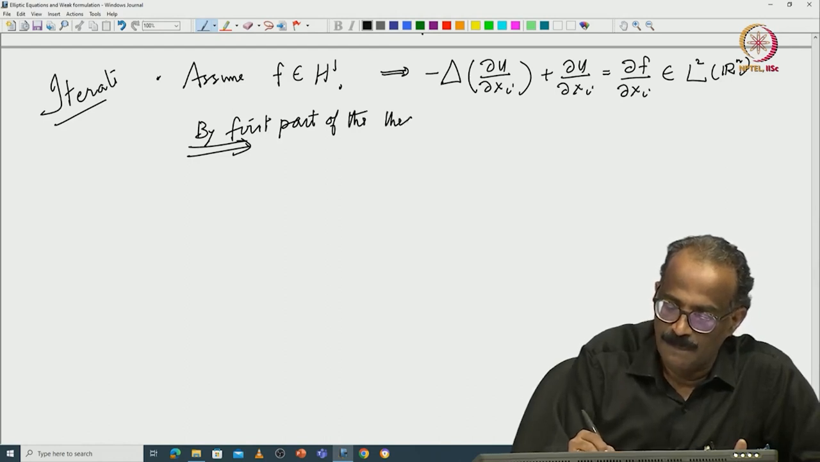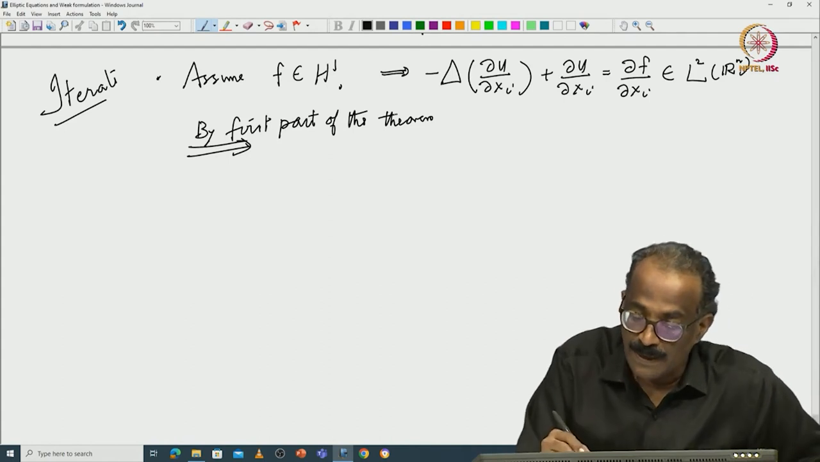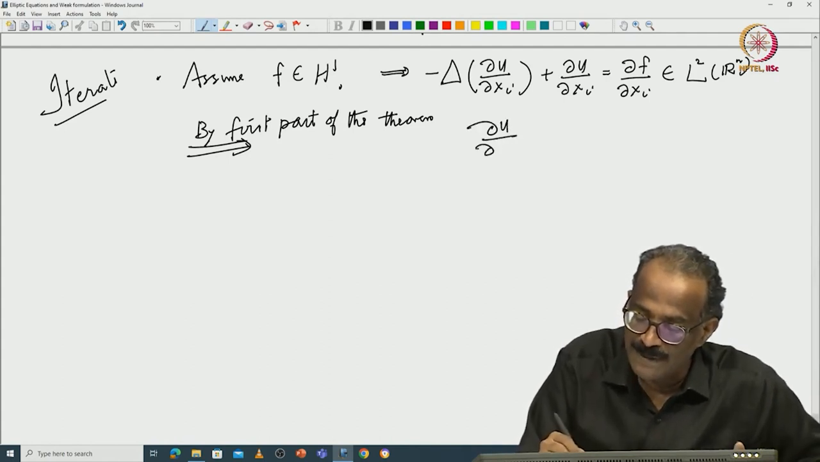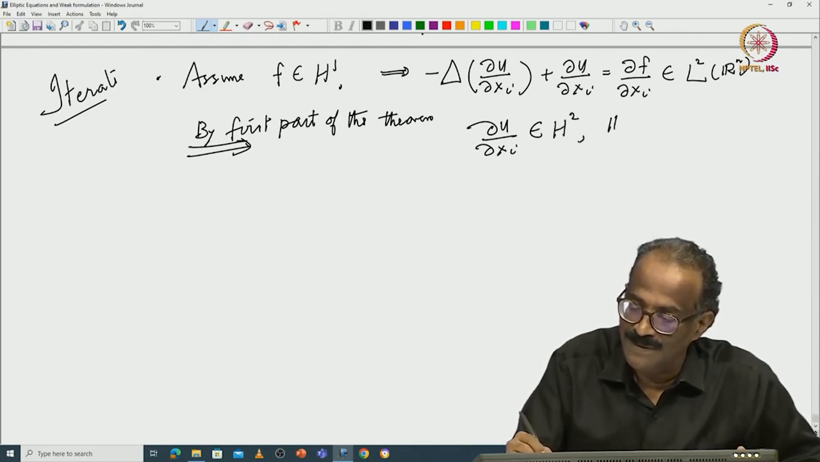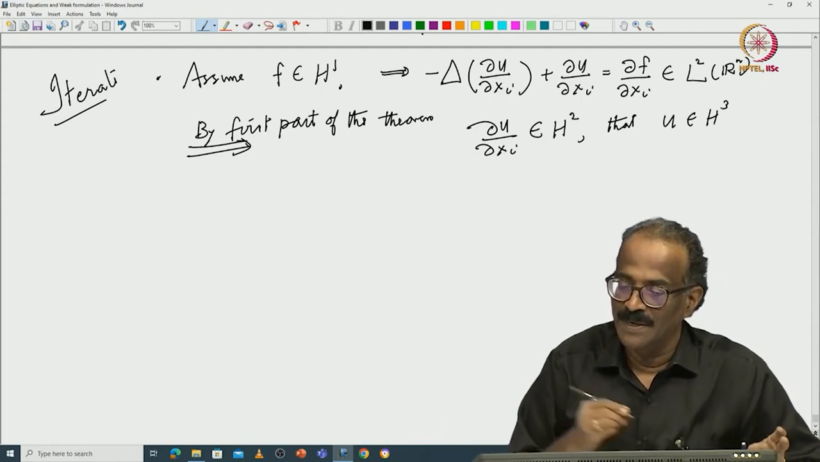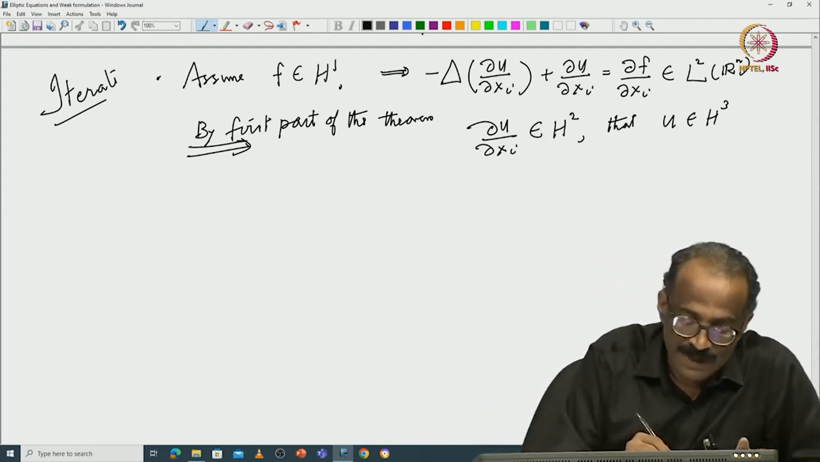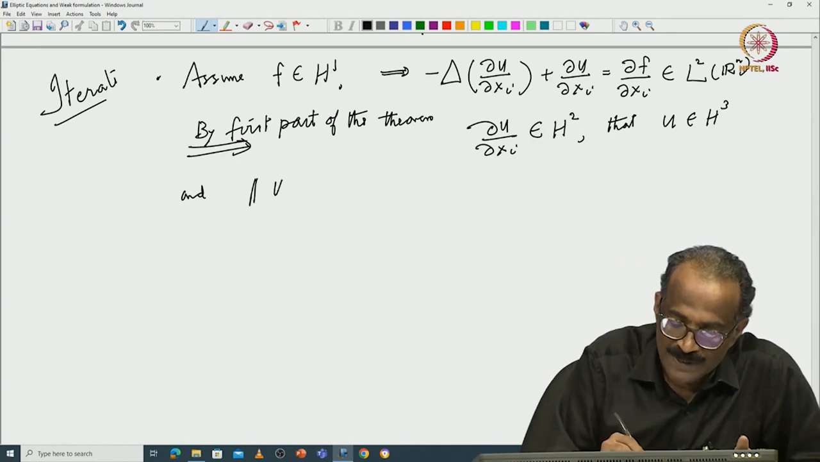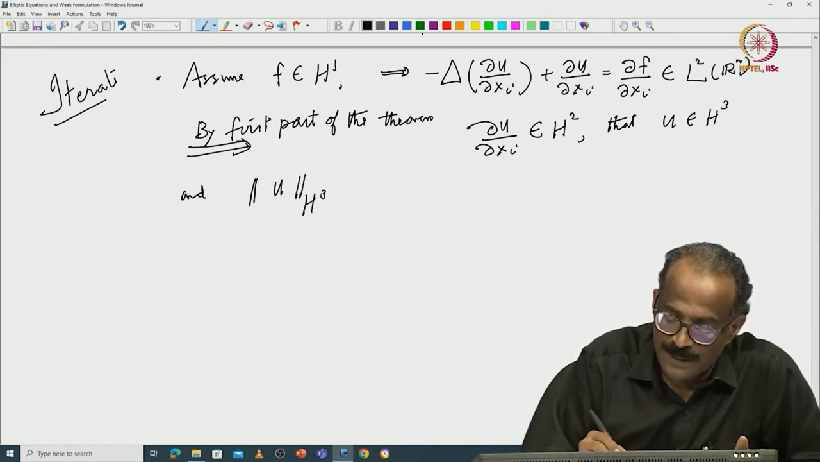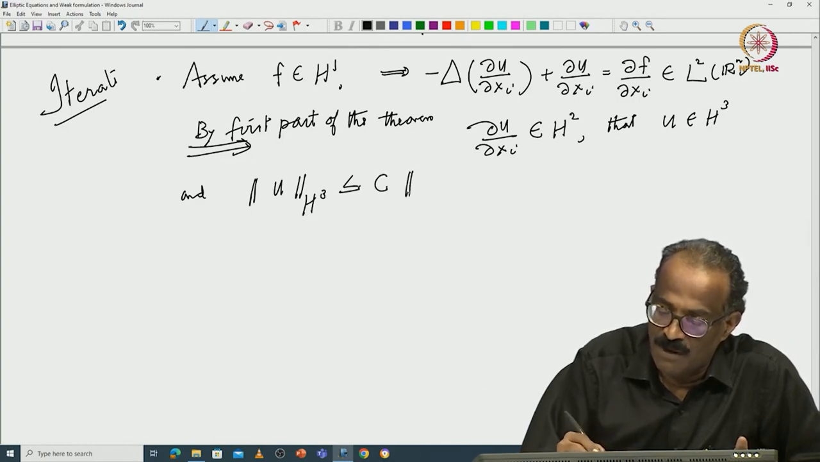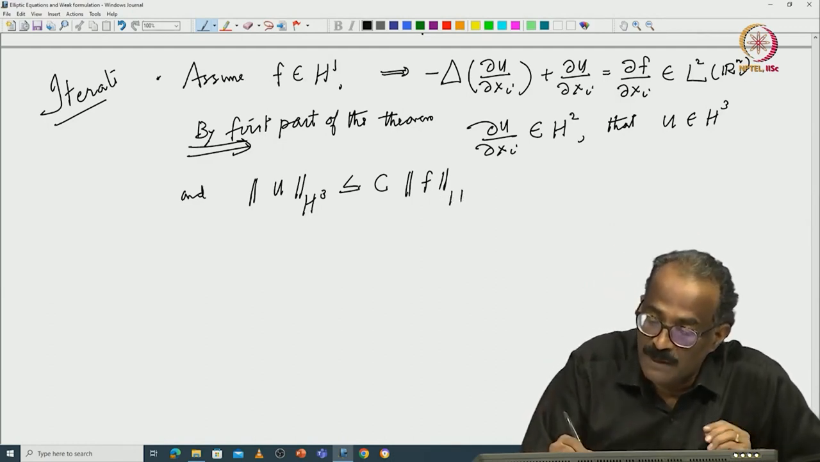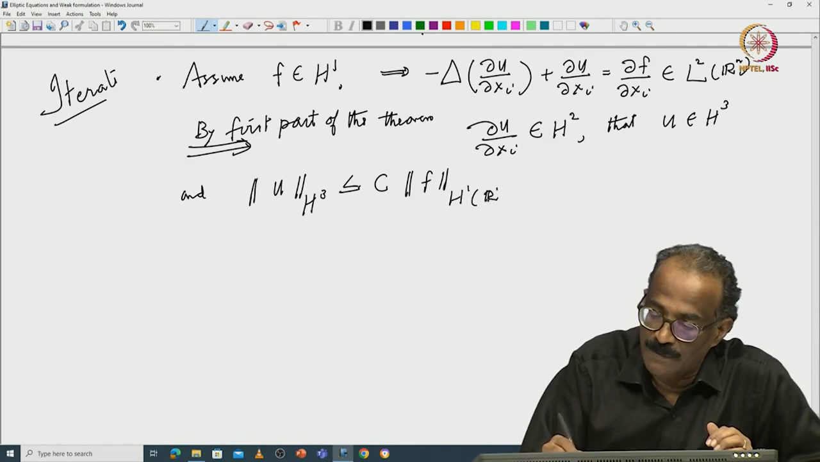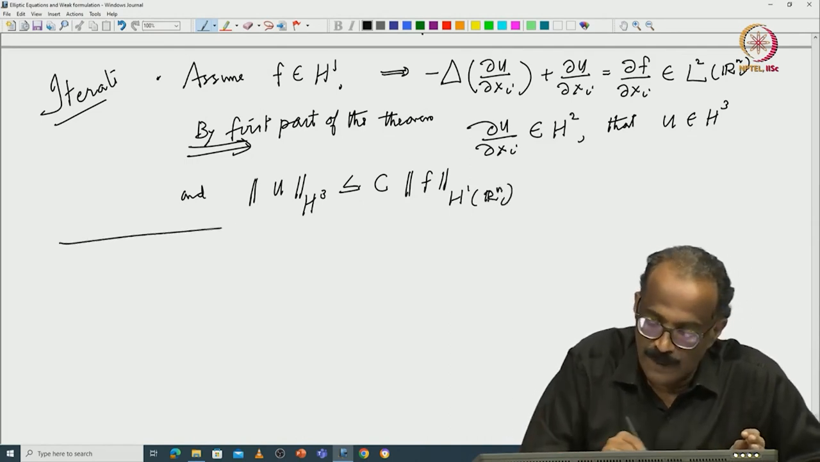So by the first part of the theorem, du by dxi is in H2, that is what you have proved, that is, u is in H3, and you get your estimate. Du by dxi is in H2, and the norm of u in H3 is less than or equal to, that is just a repetition, the norm of f in H1, because the norm of df by dxi is coming into the picture, so that is in H1 of R. So now that is a repetition, that is why.